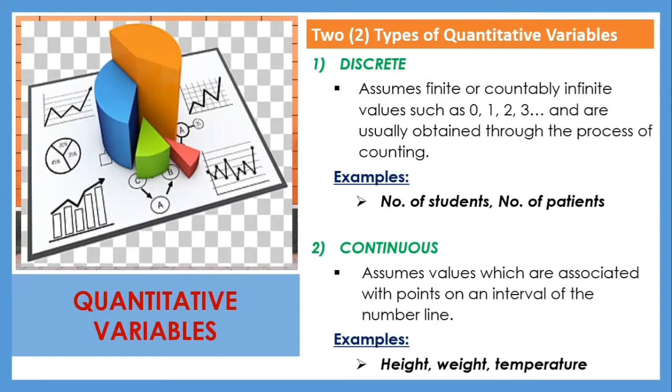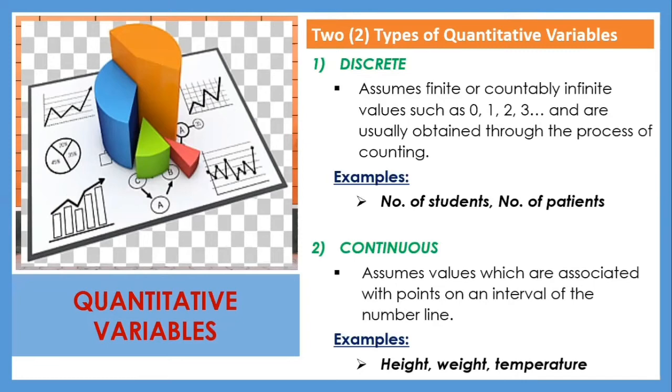Okay, when we say discrete quantitative variable, it assumes finite or countably infinite values such as 0, 1, 2, 3, and so on, and are usually obtained through the process of counting. For example, number of students, number of patients. So the very thing that we should always remember if we talk about discrete, first, it is countable, and second, it should always be whole number. Okay, so this should be countable and whole number.